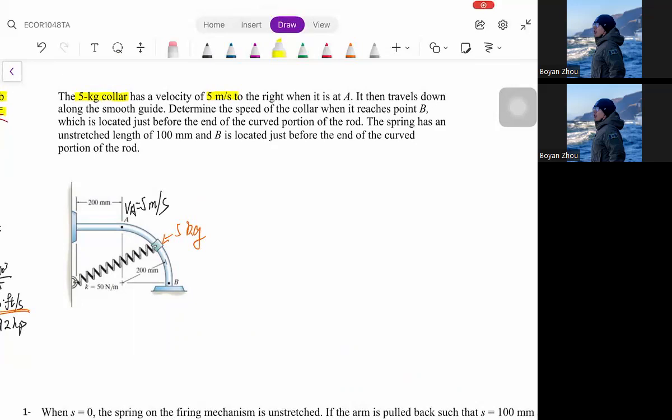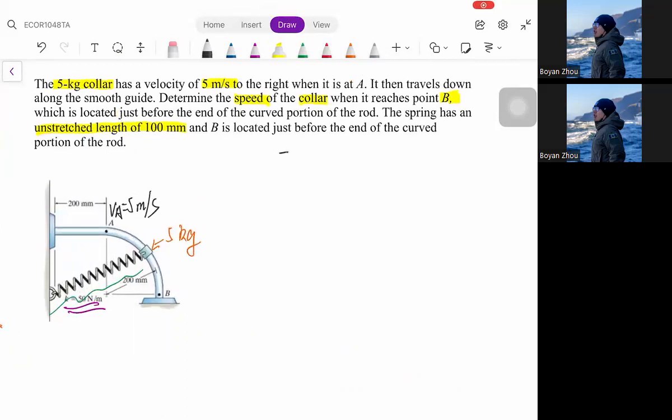And it's gonna travel down the smooth guide, so the smooth tube here. And we're going to find out the speed of this one when it reaches point B. And there's a spring attached to the collar here. So we know the unstretched length of the spring is 100 millimeters. And also we know the K, the coefficient for the spring, is 50 Newton per meter.